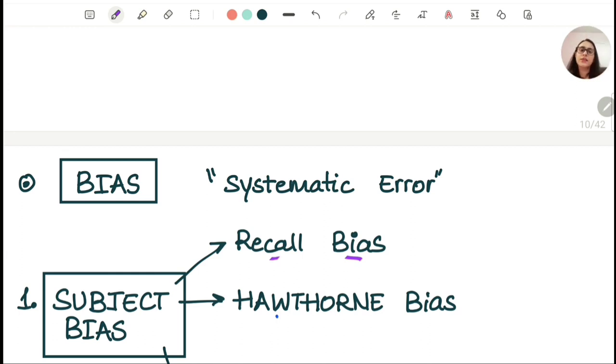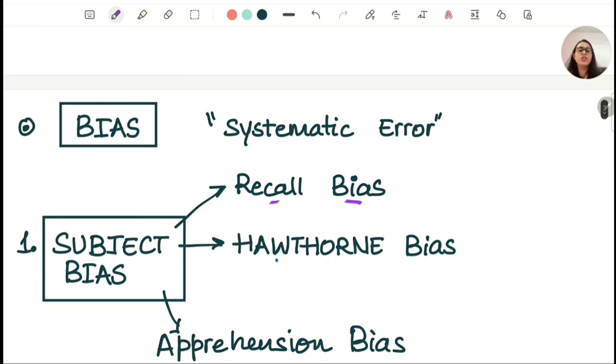Say suppose for a case control study you have given a questionnaire or interview. So in that case, if the patient is not able to recall history, then that will be known as a recall bias. Hawthorne bias is when the subject changes their behavior during the study. Say in case of a cohort study, you started with a smoker and you check after 10 years the risk of developing disease. Now in between the study, the patient quit smoking and doesn't inform that he or she has quit smoking. So that will be a Hawthorne bias. That means the subject is changing their behavior during the course of the study.